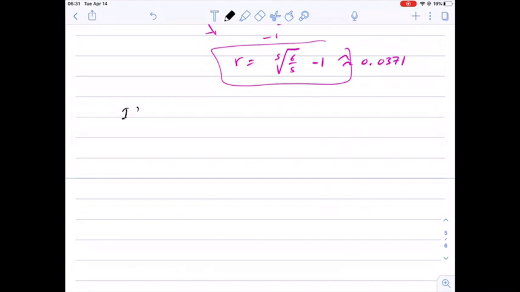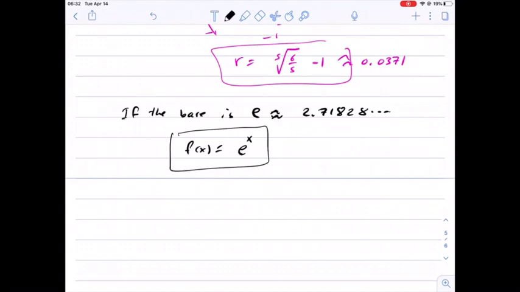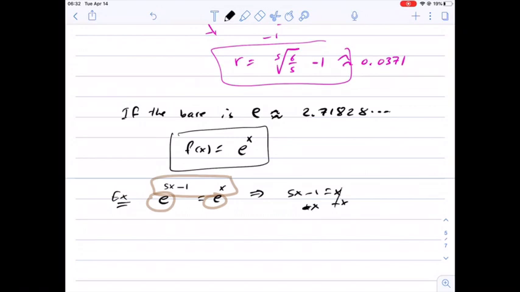Now, if the base of the exponential function is e, and e is a number approximately 2.71828, an infinite decimal, then the function f of x can be given by e to the power x. So the base is e. Now we can solve equations the same way. For example, e to the power 5x minus 1 equals e to the power x. Since the base is the same, that means the powers should be the same. So 5x minus 1 is equal to x. So 4x minus 1 equals 0. Then we add 1. We get 4x equals 1. That means x equals 1/4 by dividing both sides by 4.